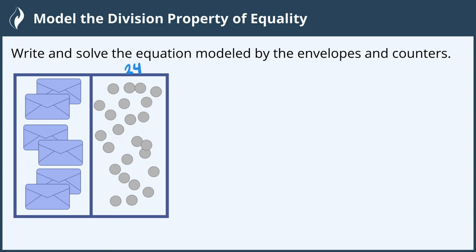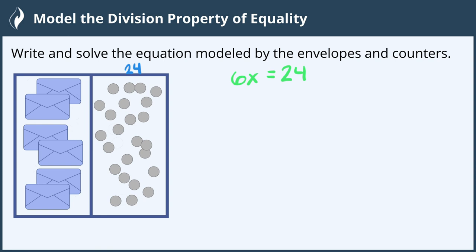We can write an equation to match the model. Since I have 6 envelopes, but I don't know how many are in each envelope, I can write 6 and then use a variable to represent each of the envelopes. How about x? And because these are balanced, I will write an equal sign and then the 24 on the right-hand side that we counted earlier.